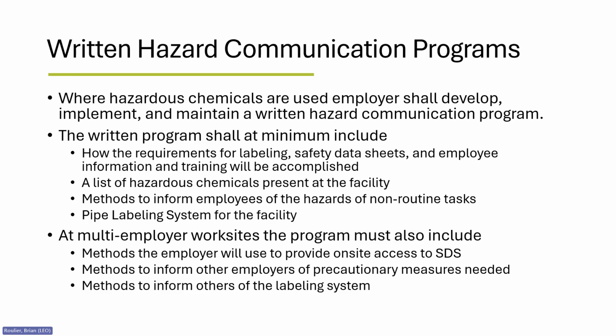The first requirement of the hazard communication program is the development and implementation of a written program which addresses how the requirements for labeling, safety data sheets, and employee training will be accomplished. The program must also include methods used to inform employees of hazardous non-routine tasks, such as those involving new or infrequently used chemicals, and the system used to identify pipes containing hazardous chemicals, for example, compressed air, nitrogen, acetylene, and others. Finally, an inventory list of hazardous chemicals used at the facility must be developed.